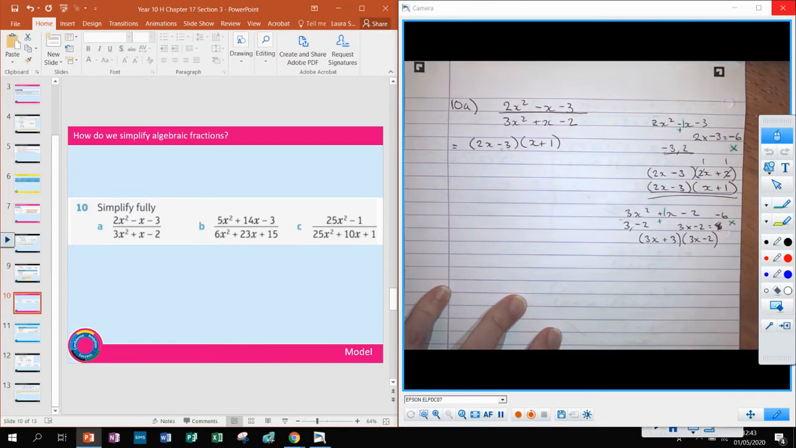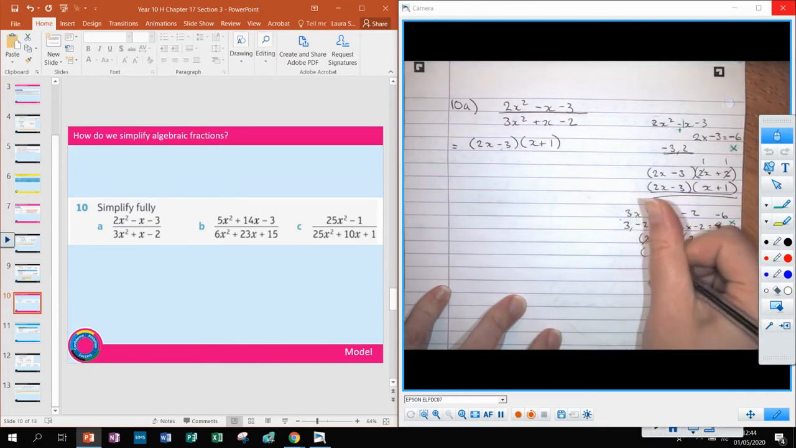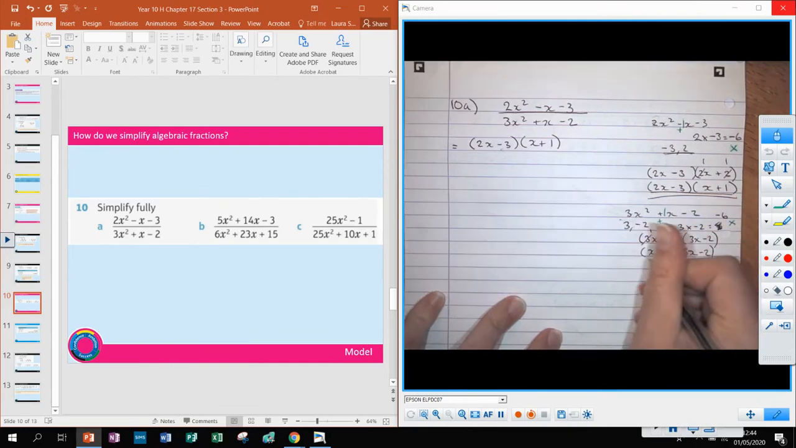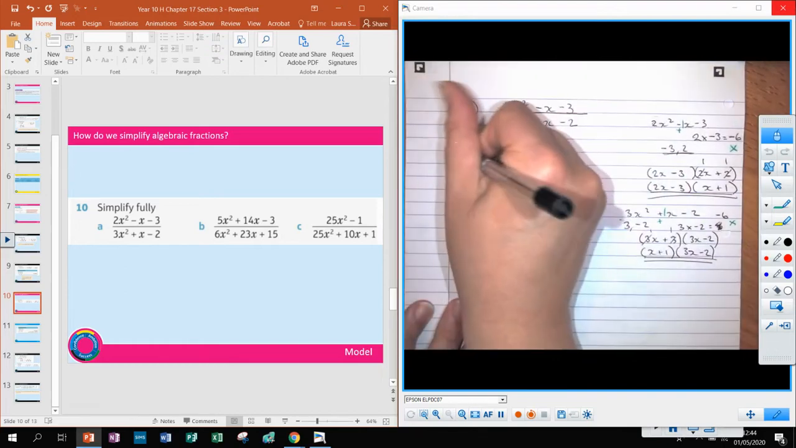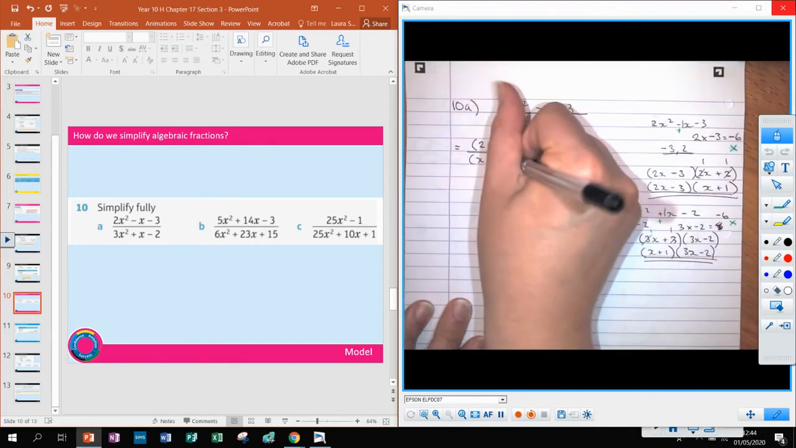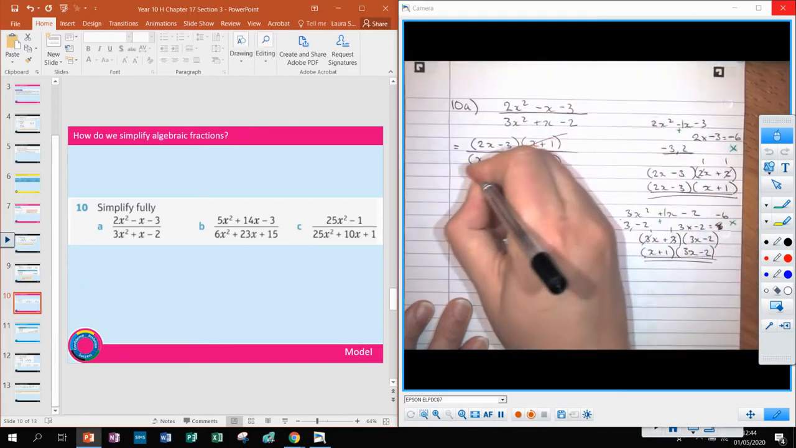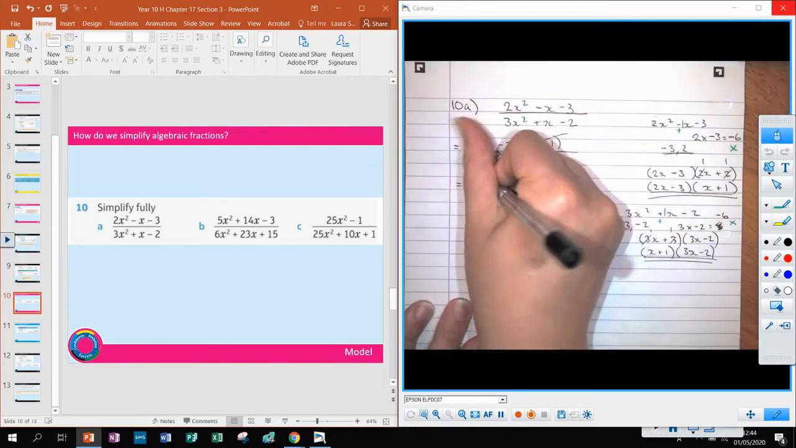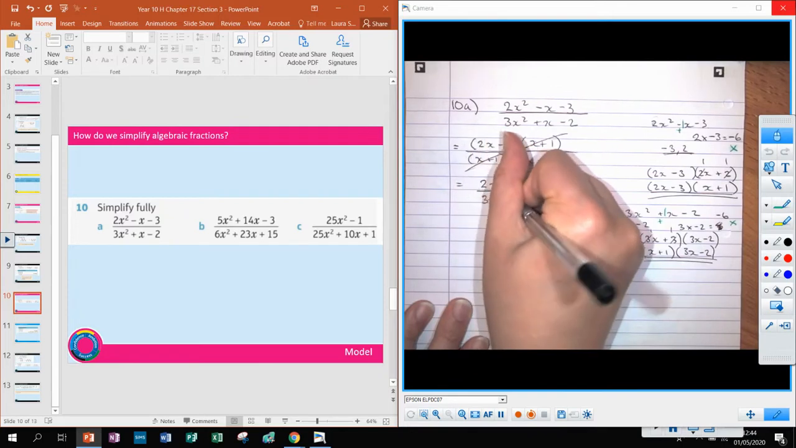minus the 2. Okay, this is the one that cancels to a 1 and a 1, so that gives us x plus 1 and 3x minus 2. Okay, that's factorized now. I can put that in my denominator. So that is x plus 1 and 3x minus 2. Okay, you'll notice that it's the x plus 1s that cancel. Okay, and that gives us 2x minus 3 all over 3x minus 2.